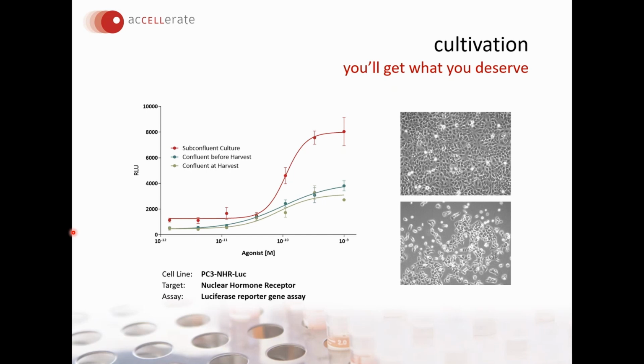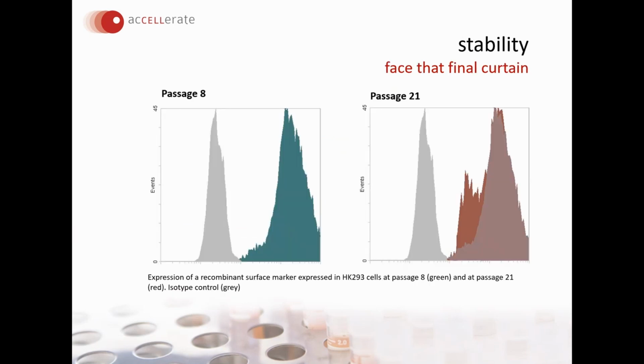The second example is about stability. This is a recombinant cell line expressing a surface target. And if you look at the target expression of these cells by flow cytometry, you can see at passage 8, the gray is the isotype control, you can see a nice expression of your target by flow cytometry and the fluorescence signal. If you expand these cells further and grow them further, at passage 21 you see another peak.